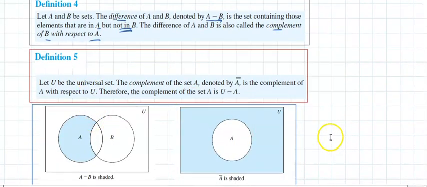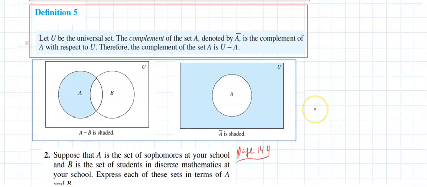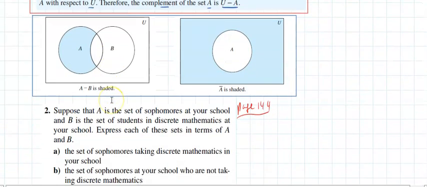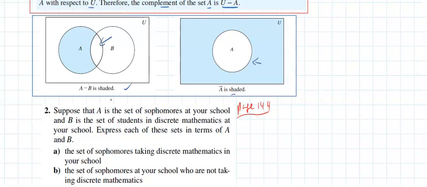Definition 5. Let U be the universal set. The complement of set A denoted by, we put A with a bar on top of it, is the complement of set A with respect to the universe. Therefore, the complement of set A will be everything in the universal set except for A. So, A minus B is denoted by a Venn diagram right there. There is A, but you took out B. And the complement of A is everything other than A.